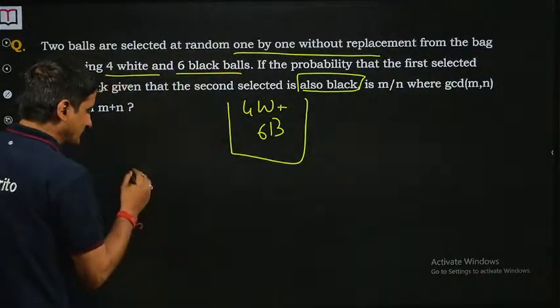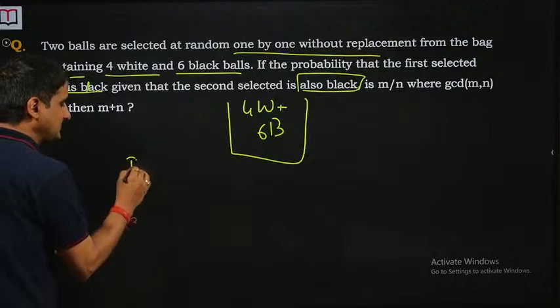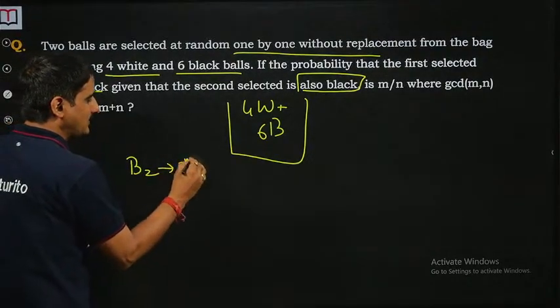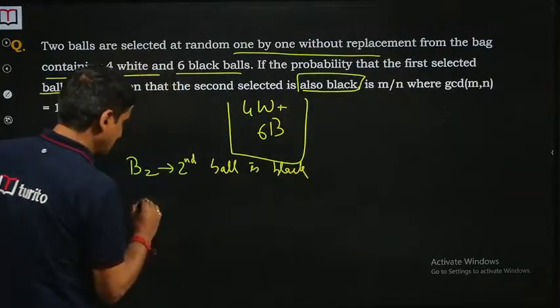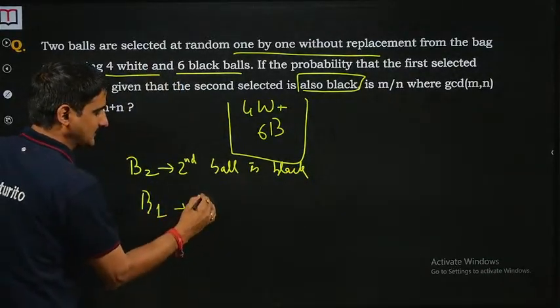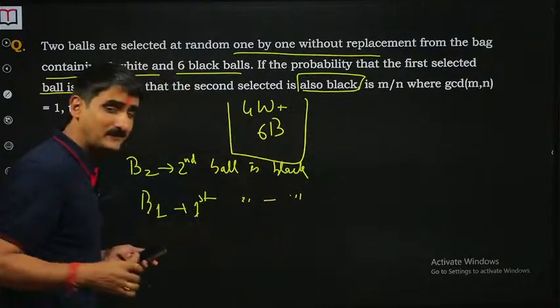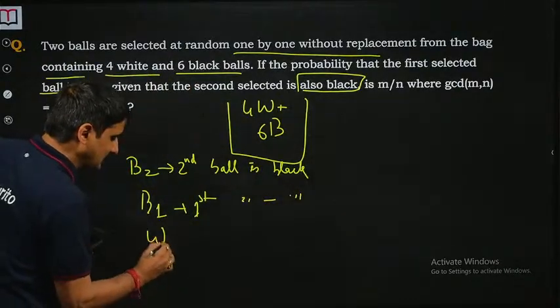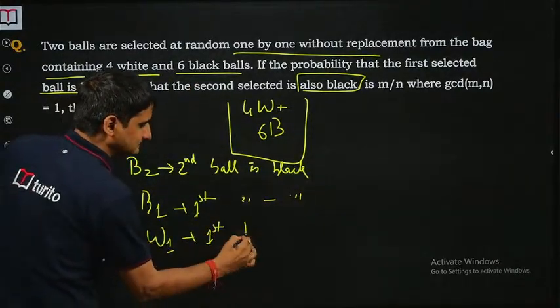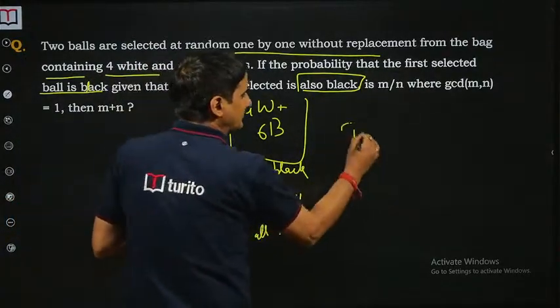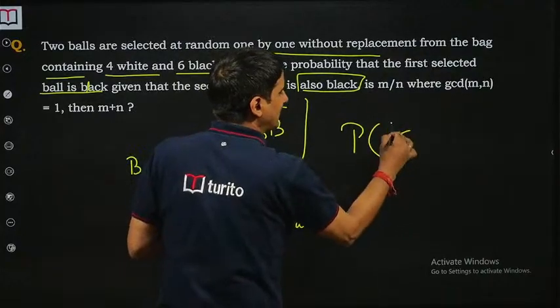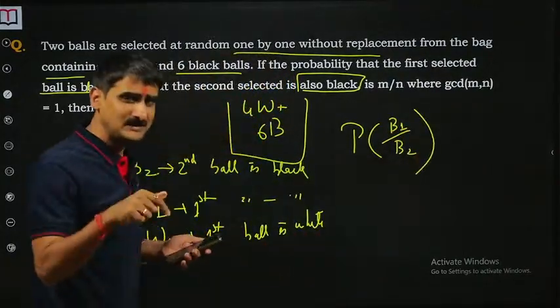So what is it? See, B2 is the second ball is black. Okay, B1 is the first ball is black. I'm defining the events. Okay, W1 is the first ball is white. Now what do we need? Given that the second is black, we have to find the probability that the first is black. So why did I say it's Bayes theorem?